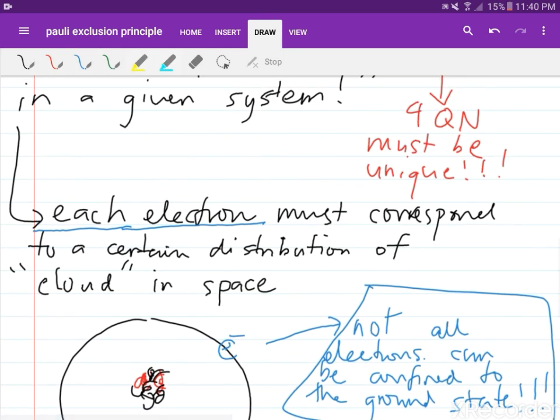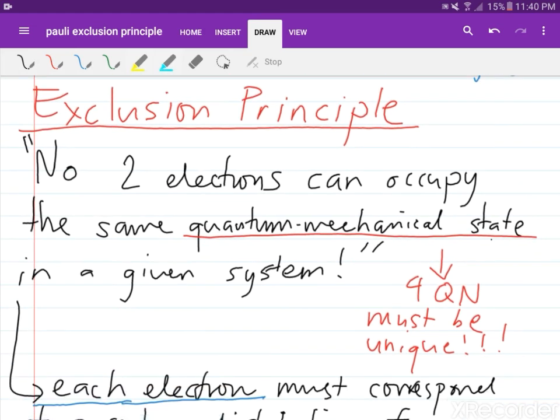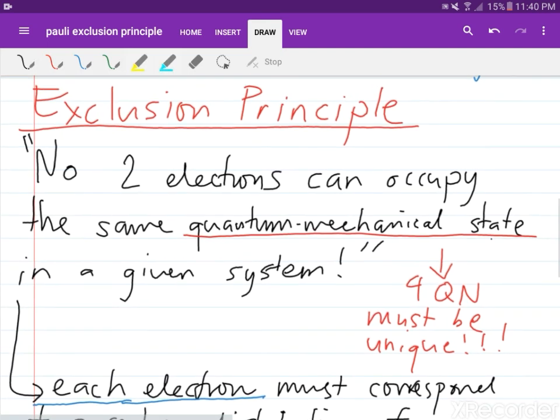Pauli's exclusion principle gives rise to everything in the periodic table. Every trend you see in the periodic table is actually explained by Pauli's exclusion principle. And this is quite a complex mathematical task, which is solved in a formal quantum mechanics class.